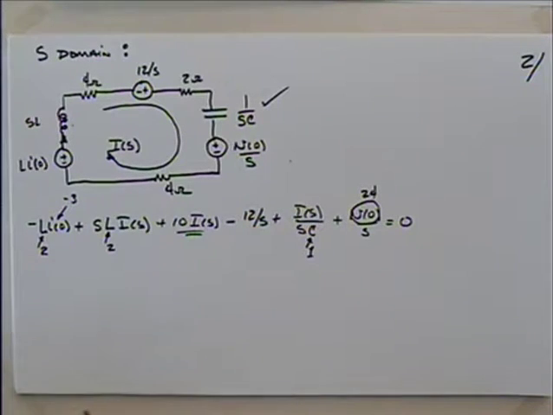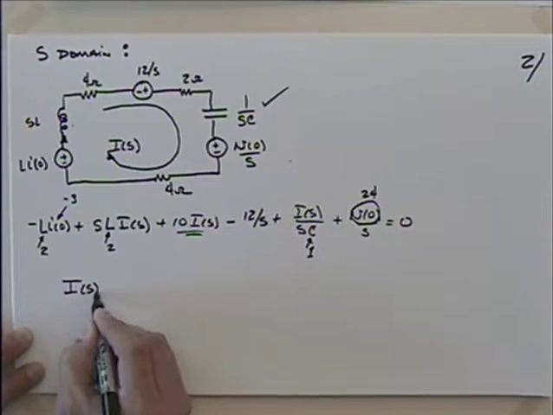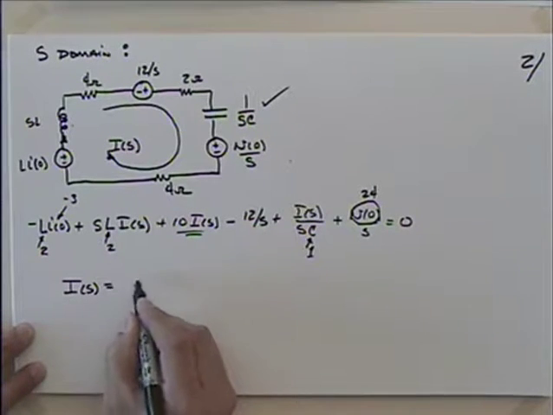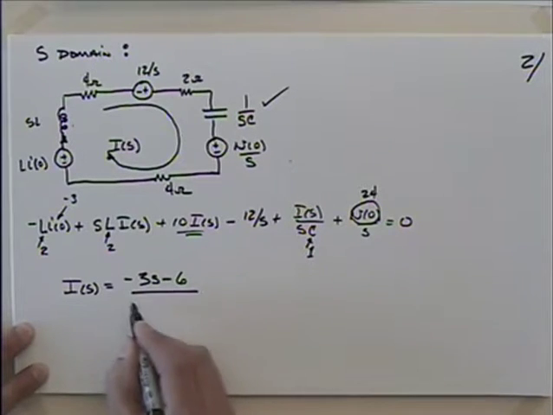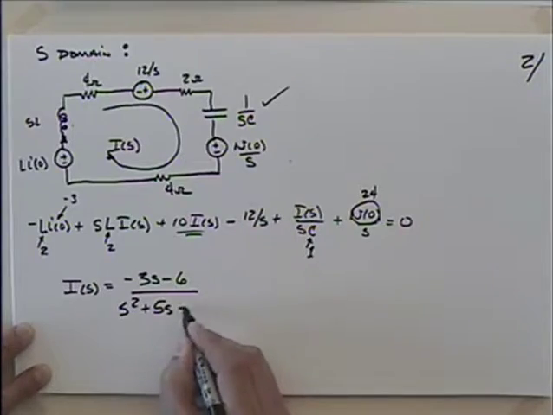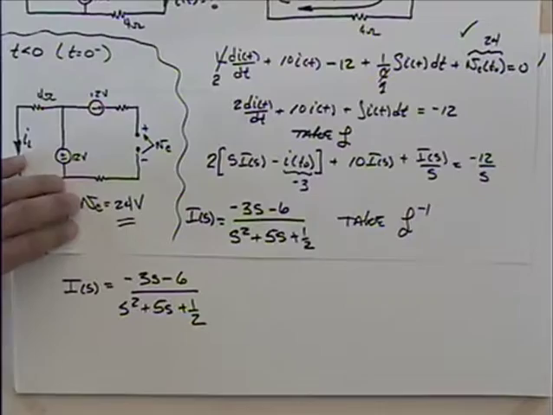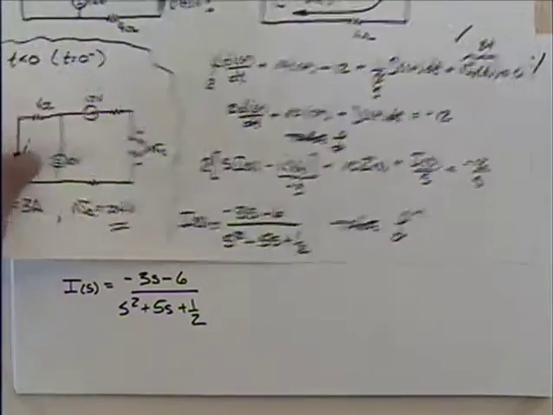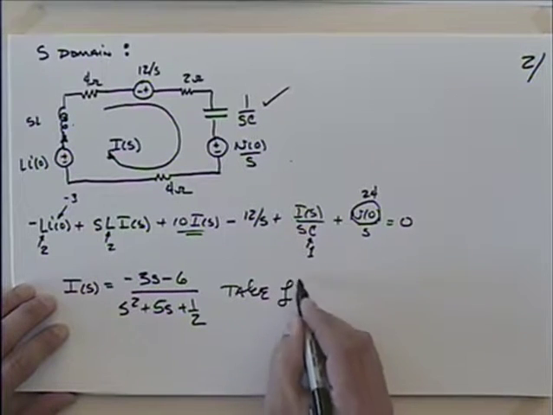Okay, so when you tidied this whole thing up, and I go through it in a lot more detail in the last lecture, I'm not going to go back through that again, but you came up with the same expression: I in the S domain, when you solve for it, is equal to minus 3s minus 6 divided by s squared plus 5s plus a half. I think that's exactly the same as what we got there. Okay. So then we have to take the inverse Laplace transform.